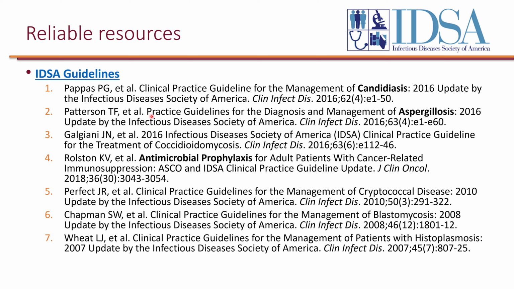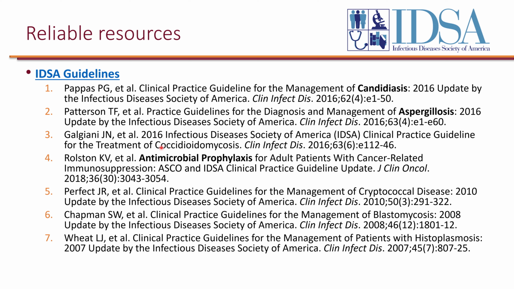Here are some reliable resources. So IDSA guidelines have several guidelines for fungal infections. Most common ones include the 2016 guidelines for management of candidiasis. So these are any infections caused by Candida species. There are also 2016 guidelines for diagnosis and management of aspergillosis. And there's also a joint guideline between IDSA and ASCO for antimicrobial prophylaxis for adult patients with cancer-related immunosuppression that include antibiotics as well as antifungal prophylaxis.